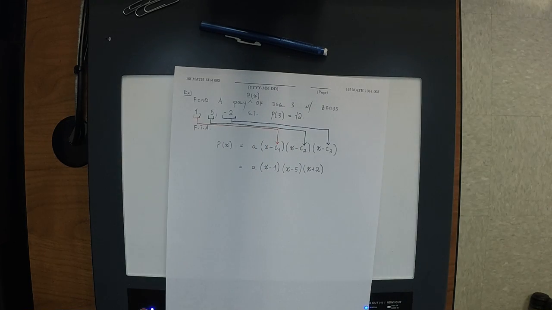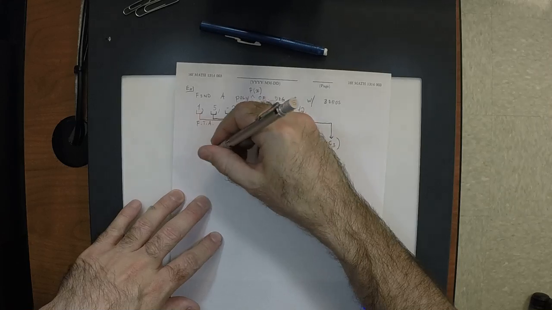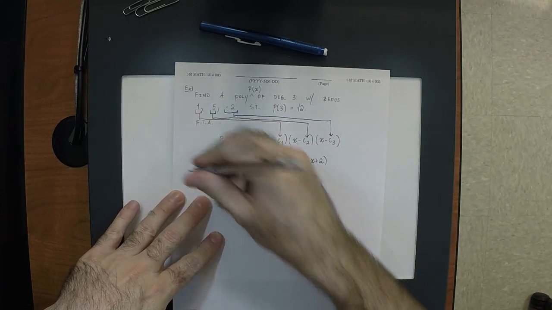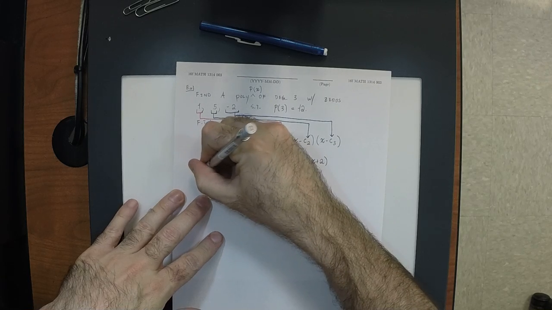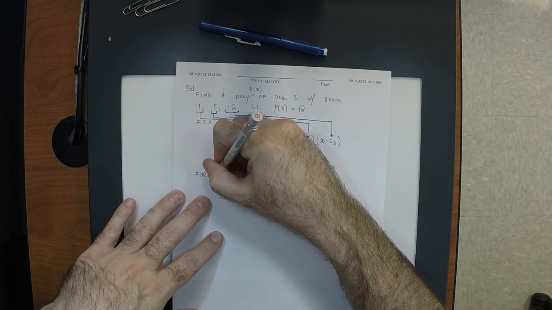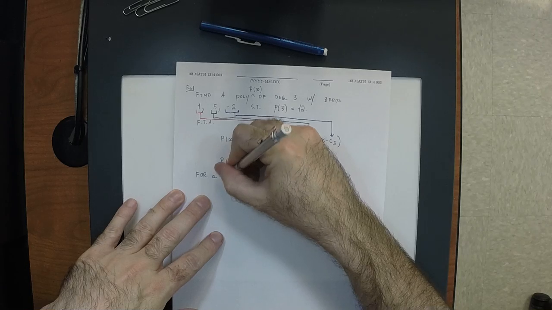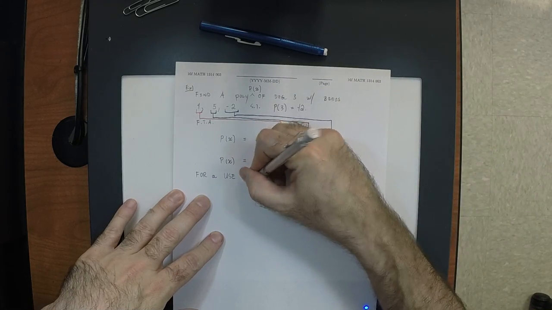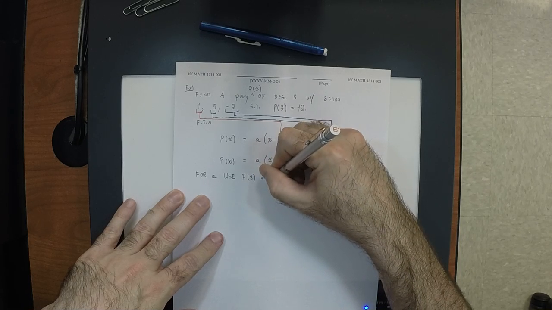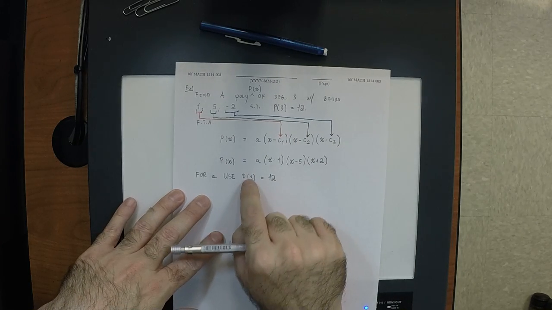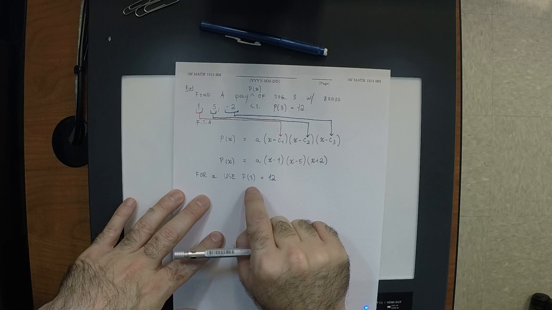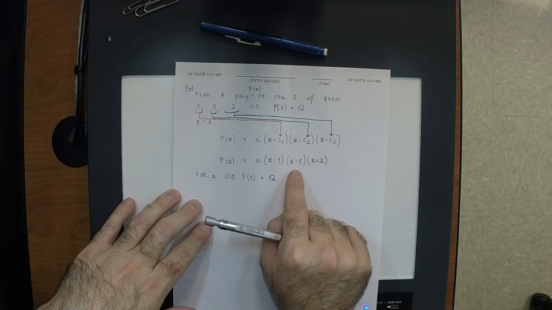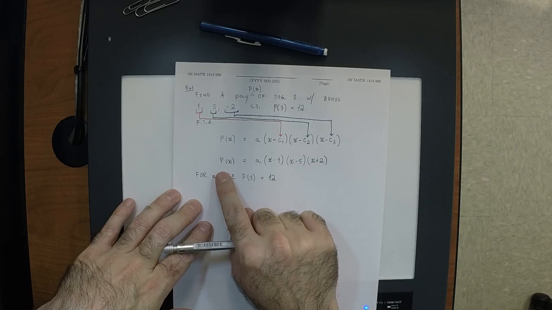Yes, we'll need to use this information. We know that P of x must look like this. To determine A, we'll use the fact that P of 3 is supposed to be 12. So if we were to replace what with 3, what gets to be 3 now? x. Yeah, x gets to be 3. And if that's the case, then P of x has to be 12.